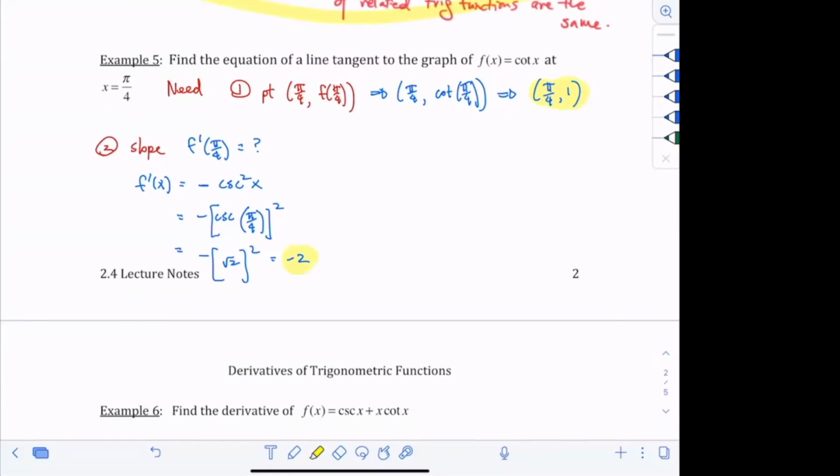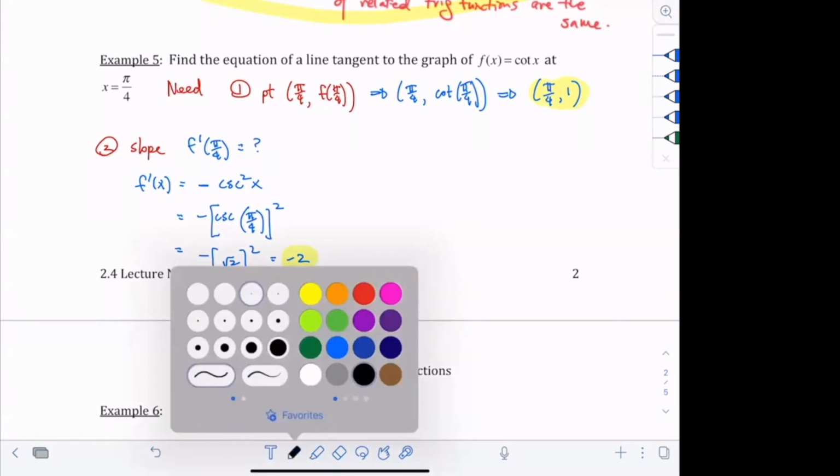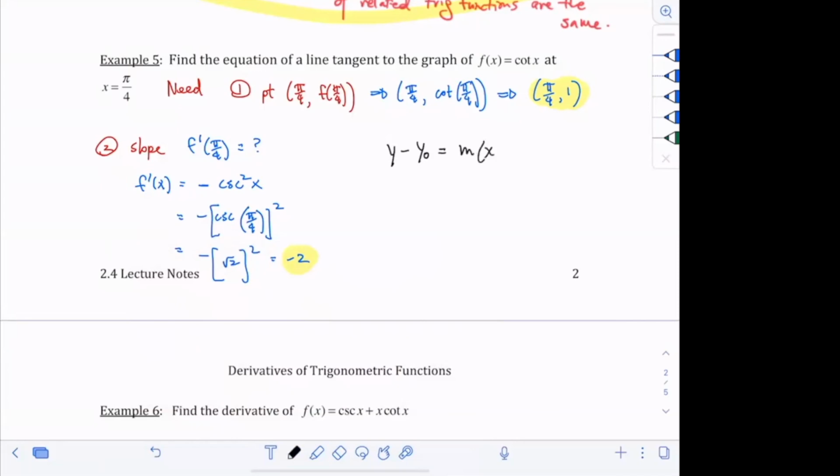Does that make sense to everybody? Cool. So when I go to calculate the equation of my line, I want to use y minus y0 is equal to m times x minus x0. And then this becomes y minus 1 is equal to negative 2 times x minus pi over 4. Right? This gives me y minus 1 is equal to negative 2x plus pi over 2. This gives me y is equal to negative 2x plus pi over 2 plus 1. So this is our equation of the line.